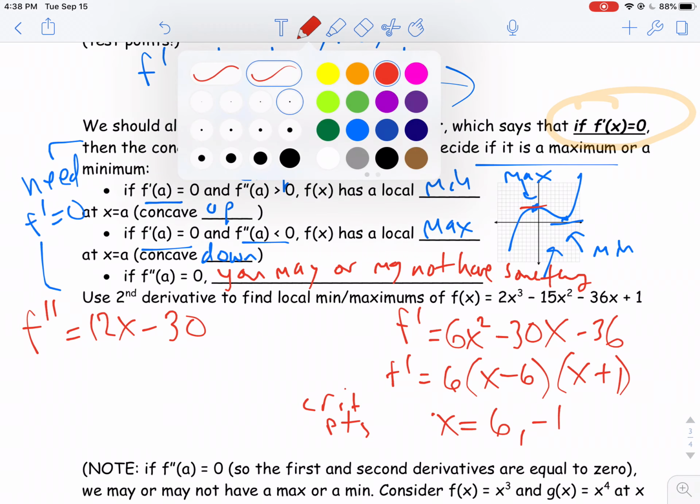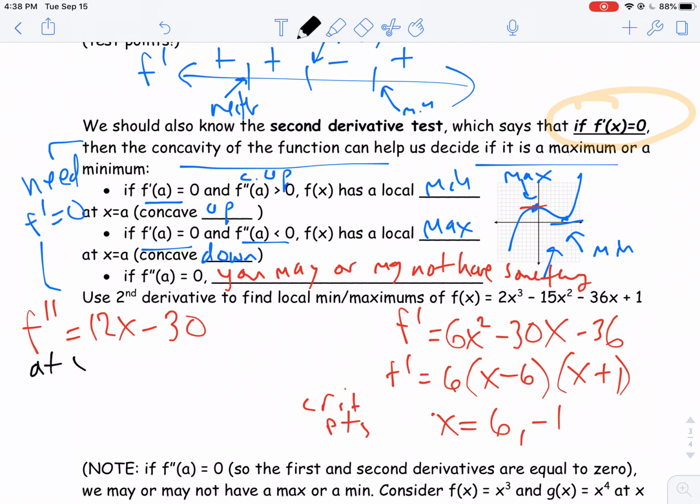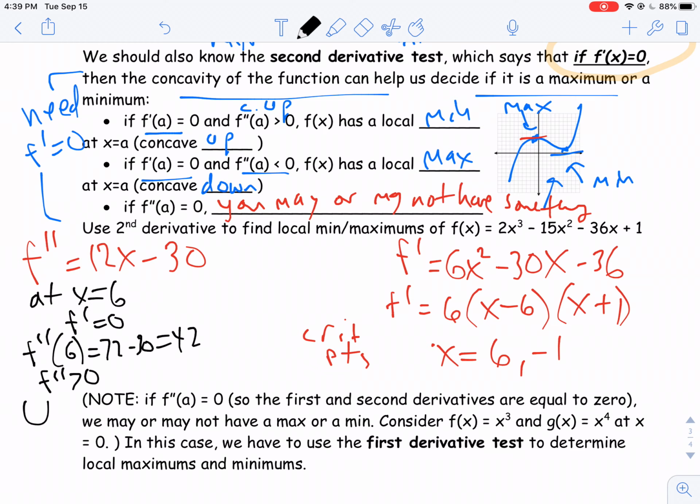So if you want to look, for example, at x equals 6, your first derivative equals 0. Your second derivative is 72 minus 30, which is 42. The actual value doesn't matter. What matters is that the second derivative is positive. So that's saying you're concave up, you have a slope of 0, so it is a local minimum. I don't have these memorized. I just kind of draw the pictures like that just to remind myself.